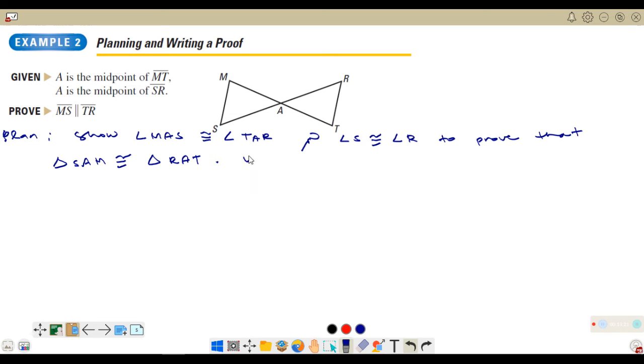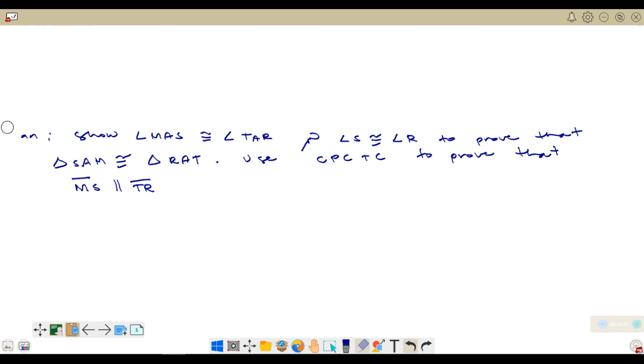After that, use CPCTC to prove that segment MS is parallel to segment TR. Aba, parallel postulates pala to. Segments pala dapat yung ginamit ko. Okay.